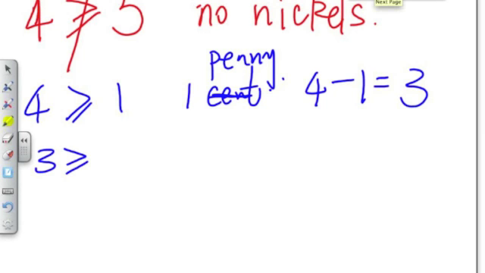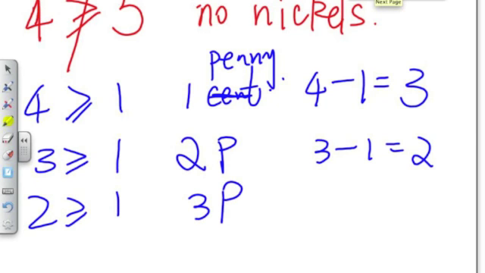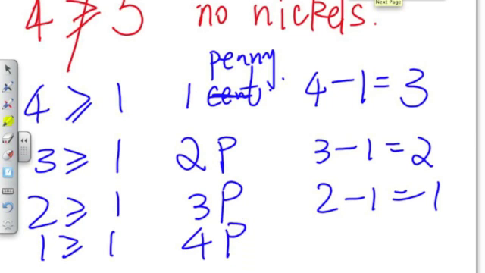And 3 is still larger or equal to 1. We use the second one, and it will become 2. 2 is still larger or equal to 1, and we use the third one, which is 2 minus 1 equal to 1. 1 is larger or equal to 1. We use the fourth penny, and we realize we have got all the change we need. So in total, we get 3 quarters, 2 dimes, and 4 pennies.